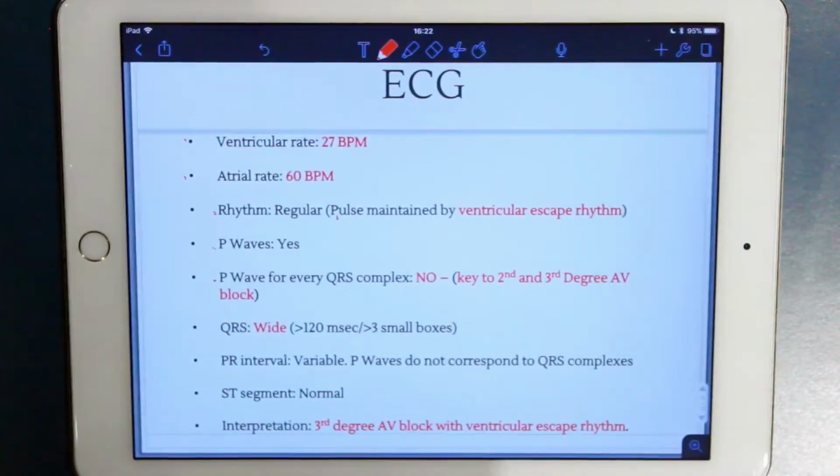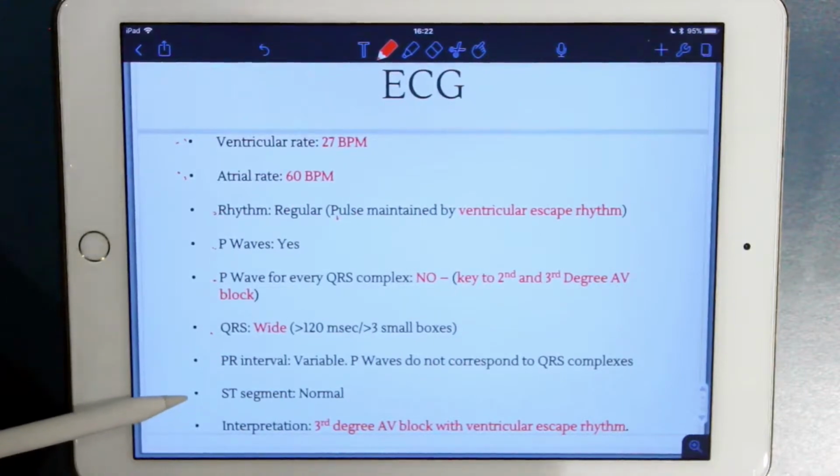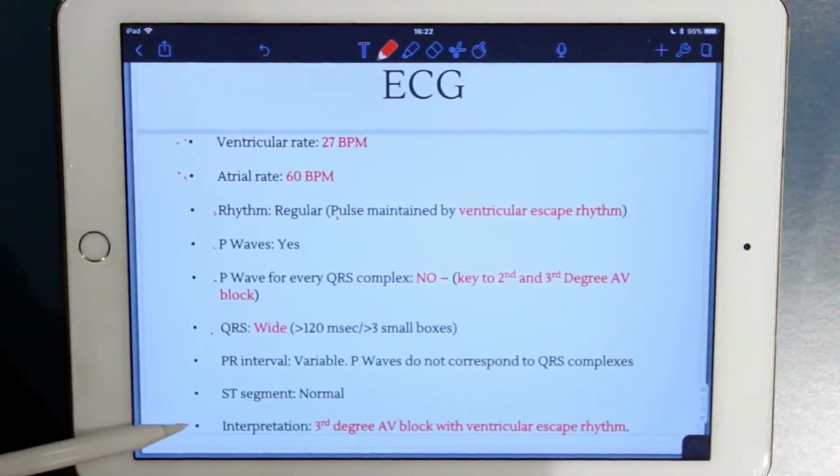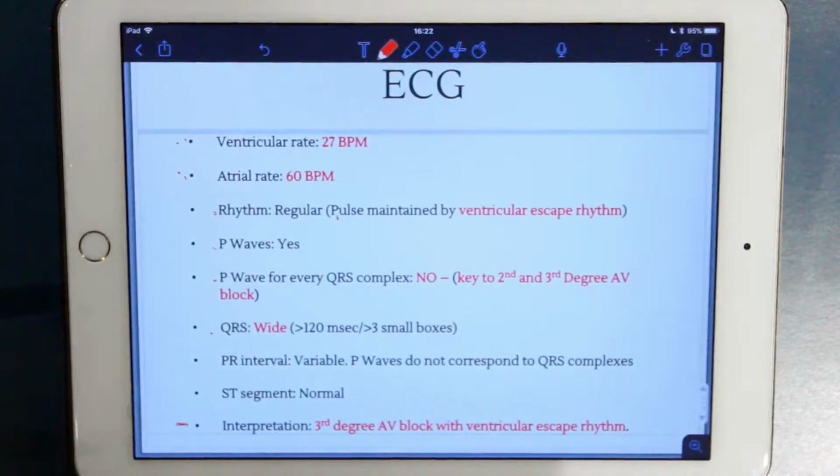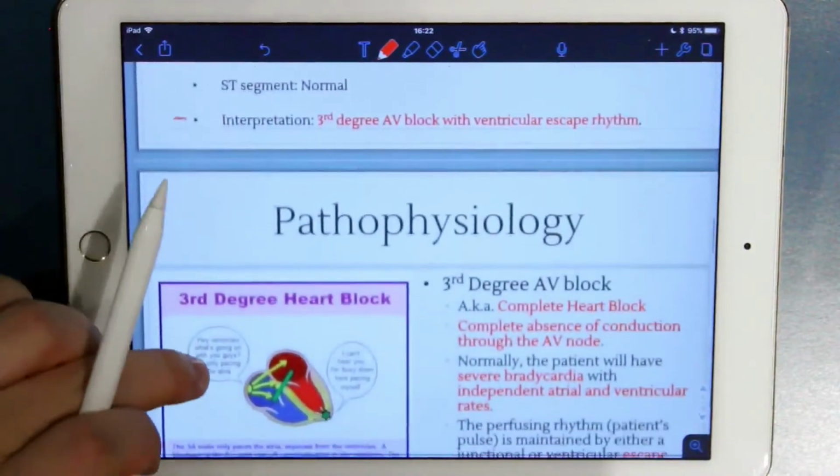So now we're getting a better picture of what's going on with this patient. QRS complexes are wide or over 120 milliseconds. The PR interval is variable. The P waves do not correspond to the QRS complexes, and that's because the ventricular and atrial rates are completely different. The ST segment is normal. The interpretation, therefore, is third degree AV block with ventricular escape rhythm, otherwise known as complete heart block.